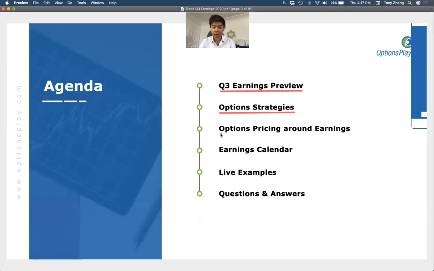and options really provide us with that ability to protect ourselves if the trade goes in the opposite direction that we expect it to. And in order for you to trade options around earnings, it's really important to understand how option pricing is affected around earnings, what we call volatility crush. Very important to understand that. We're going to take a look at the earnings calendar. This is something that we produce here at OptionsPlay.